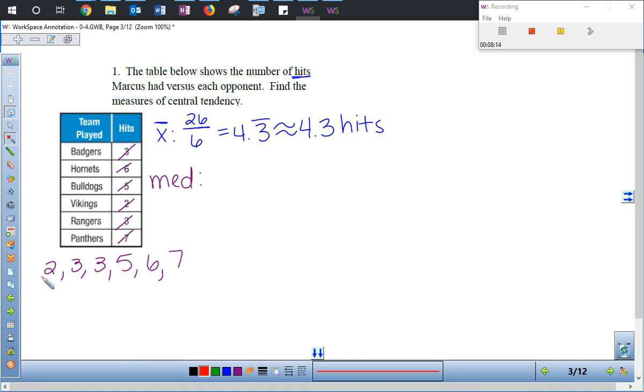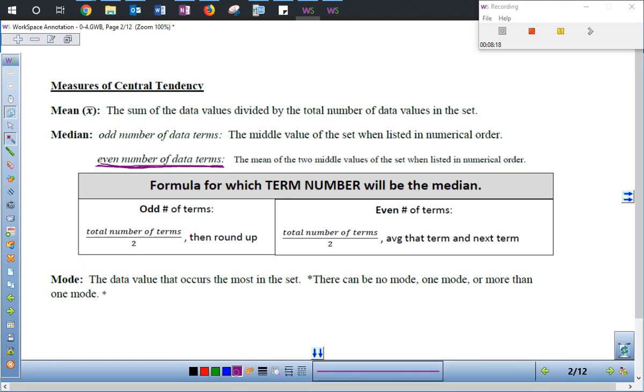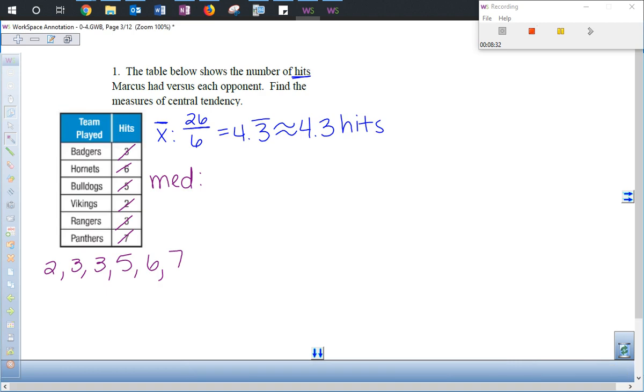So since we know that there is an even number of data terms, we need to find the two middle values and then find the average of them. So here's what that means. We need to take the middle two terms, add them together, and divide them by 2. So since I have an even number of terms, we have 6 terms, we're going to divide that by 2, so 6 divided by 2 is 3. So I'm going to count 1, 2, 3. This is my third term, and that means this term and this term, these two right here, are my middle terms. I want to add them together and divide by 2.